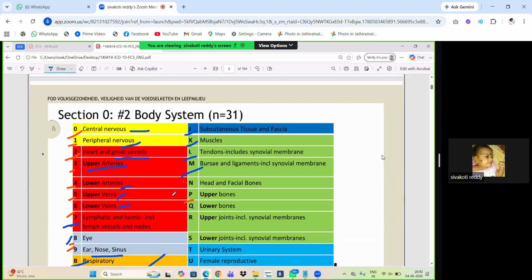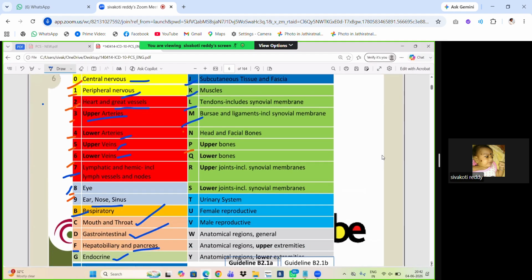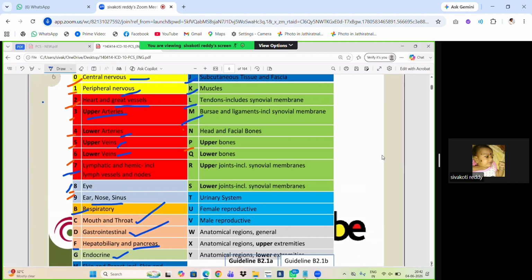Suppose they perform a debridement at leg muscle level. What is the body system here? K, muscle. Same, if the debridement is performed on the left leg at skin level, H. Suppose they perform the debridement at subcutaneous tissue level on the left leg, J. So at what depth they are performing, you need to check first.